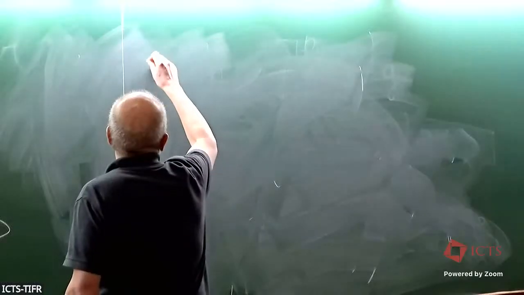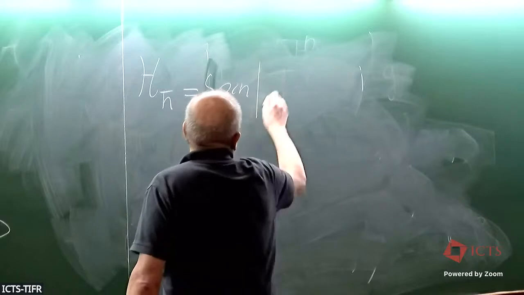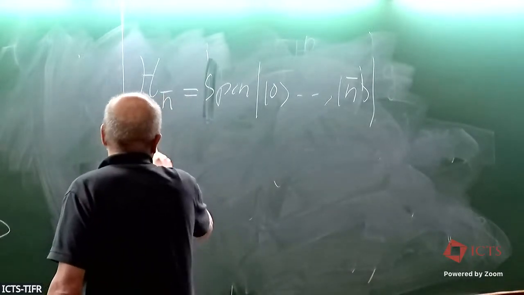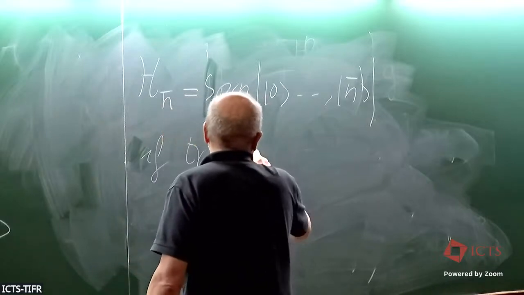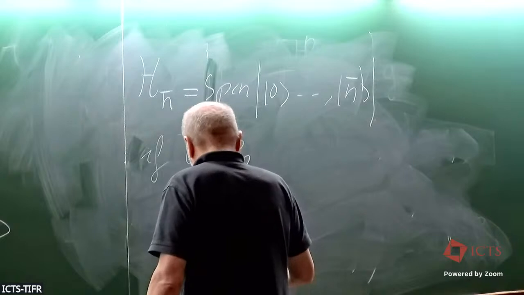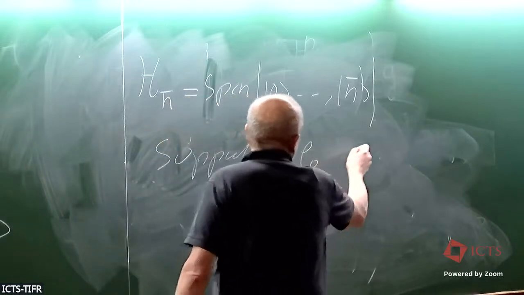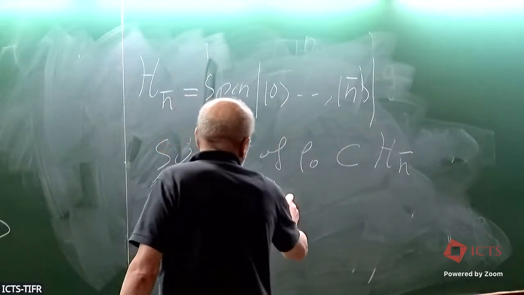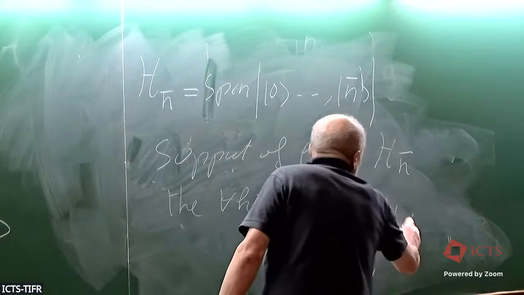In this case, if you take H n bar corresponding to the span of 0 until n bar, and if the trace of rho k of rho 0, and if you take the support of rho 0, it is included in H n bar, then for all k, rho k is also included in H n bar.